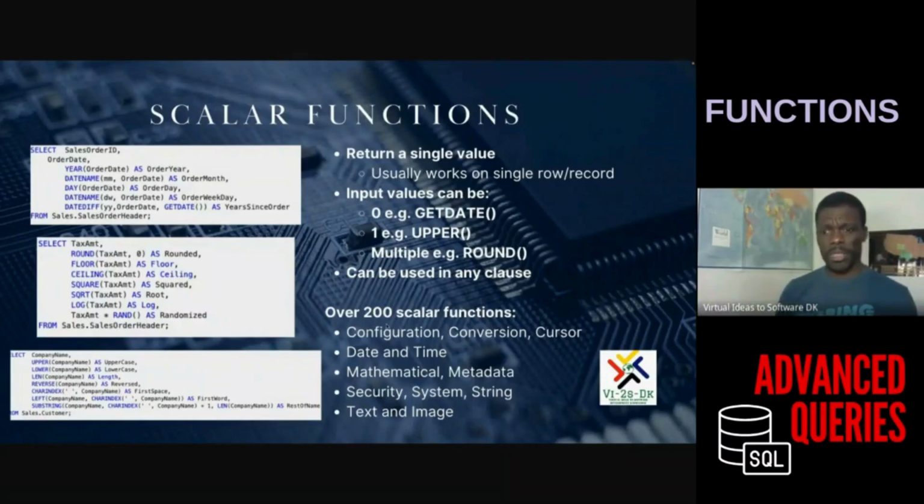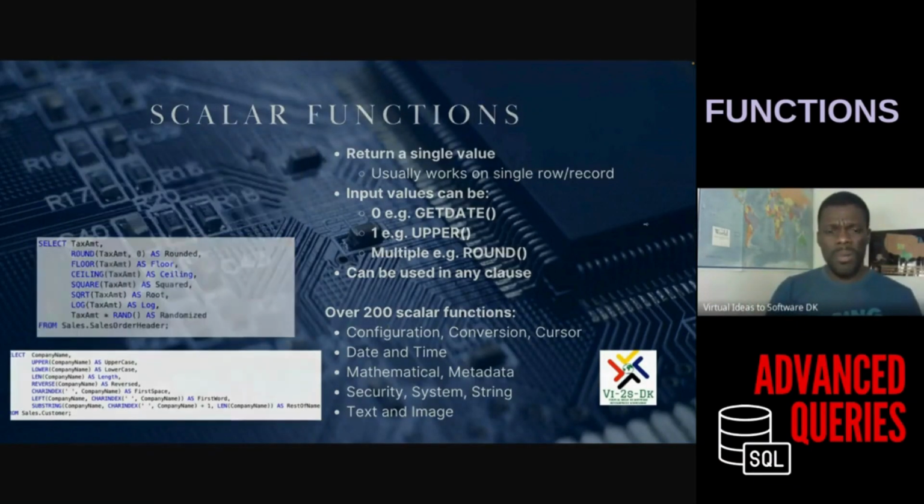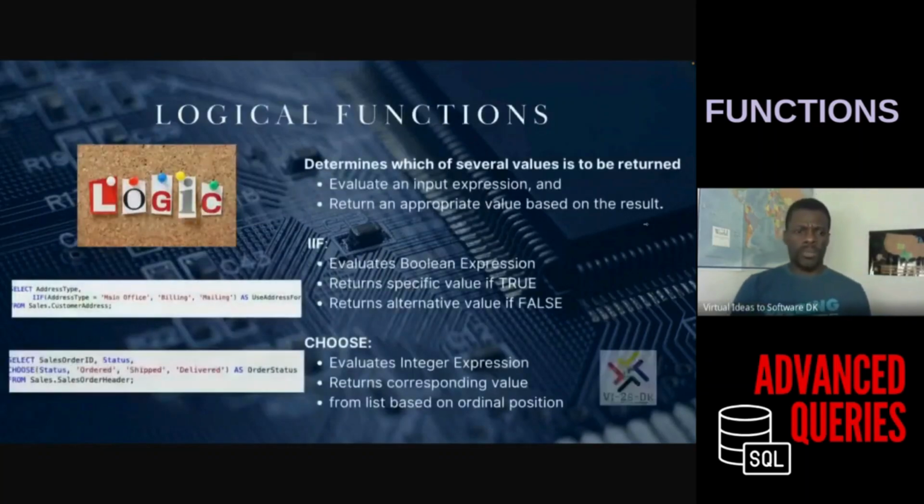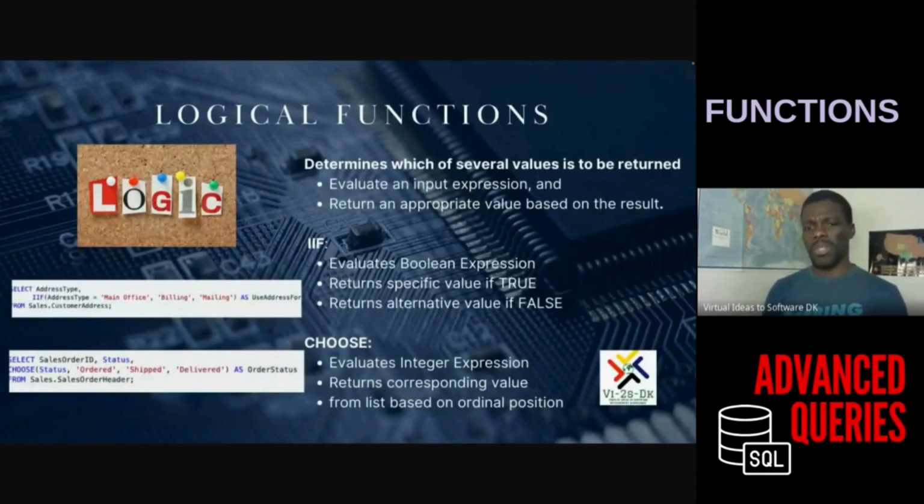So that's it for scalar functions. Next up, we want to look at logical functions. Again, it's basically talking about logic, right? We get to determine what value needs to be returned based on the evaluation of an expression. But it depends on what kind of expression you're evaluating. If it's a Boolean expression, we talked about Boolean before. Boolean is either true or false, yes or no.